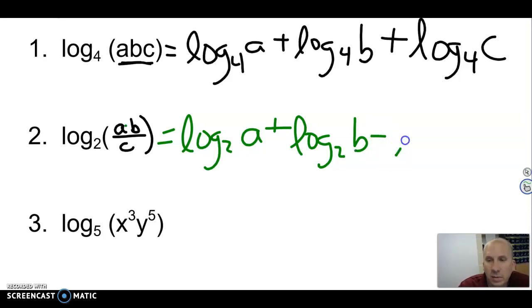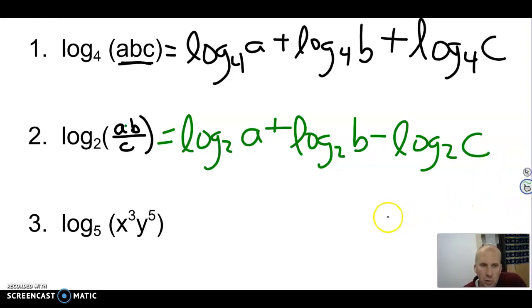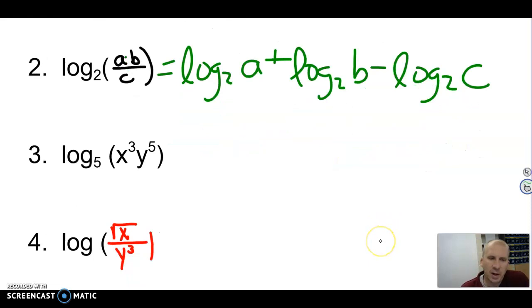The quotient rule says if you have division inside of the log, you can change that into a subtraction. So that's simply log base 2 of a plus log base 2 of b minus log base 2 of c. Again, it's just simple application of properties. All right, 3 and 4 are going to be slightly more difficult. Number 3 is only more difficult because it's a two-step problem.